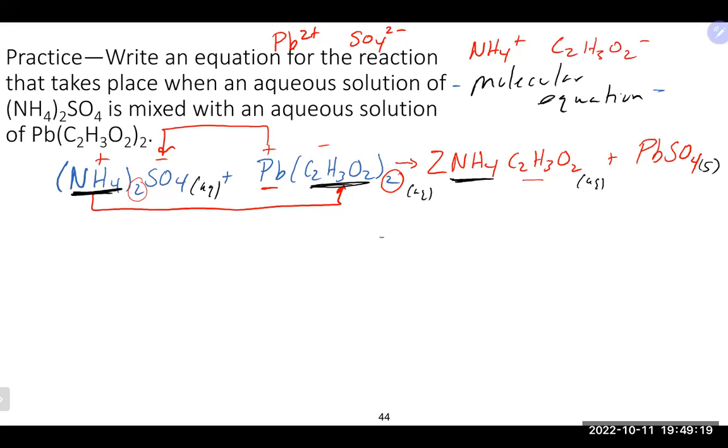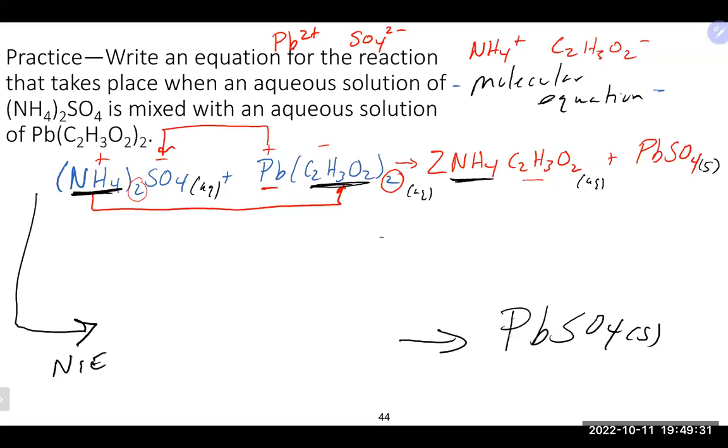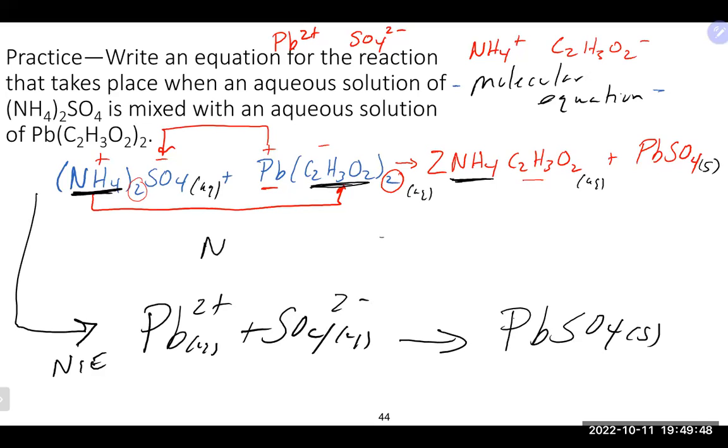By the way, if I just wanted to leapfrog to the net ionic equation, I know that my solid would be there, right? And I know that that solid is a lead 2 ion and a sulfate ion. I could actually just work backwards from the solid and break it back apart and get our net ionic equation really quickly as well. That would mean, just quickly looking at it, it is the ammonium and the acetate that are our spectator ions in this case.